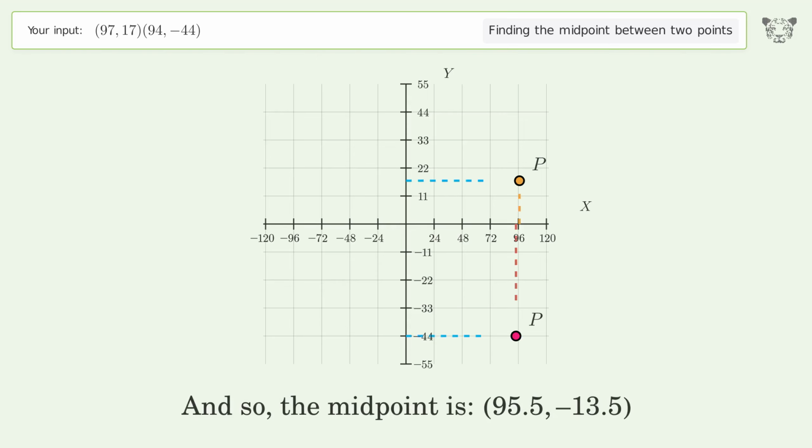And so, the midpoint is 95.5, negative 13.5.